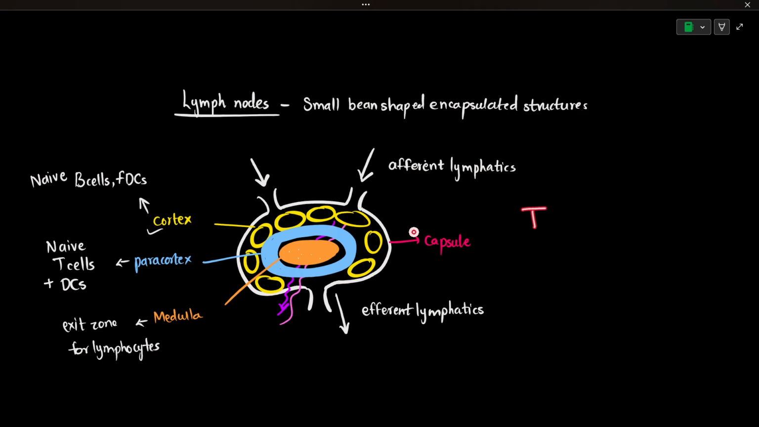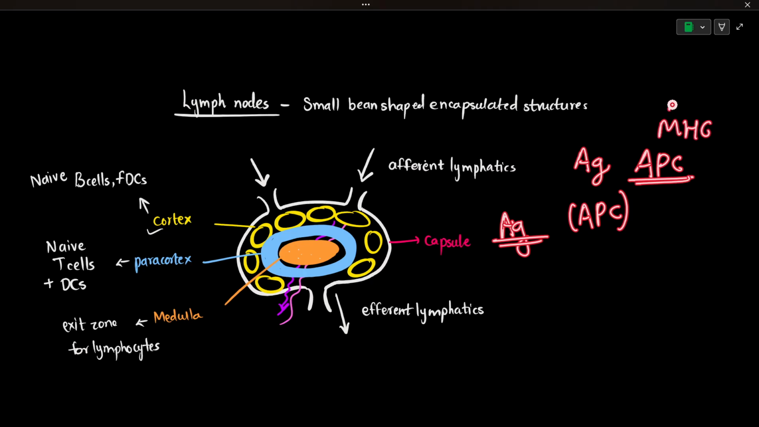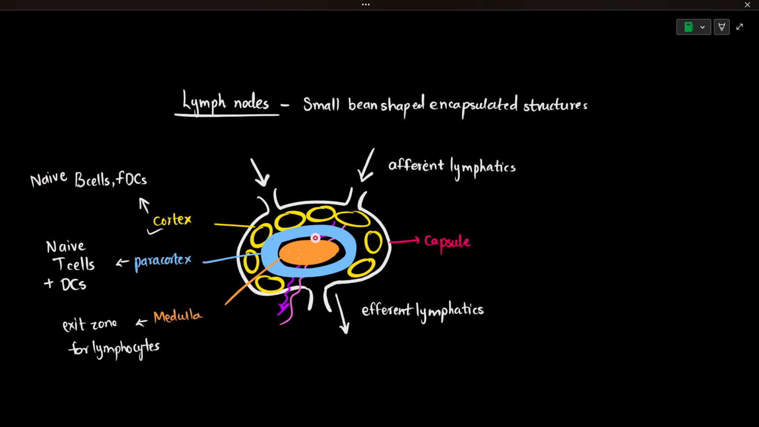Either the tissue-resident antigen, simply the bacteria, could enter here, or the antigens could be presented through antigen presenting cells. Either way, the antigen presenting cells have MHC molecules presenting the processed antigenic peptides, and they present those to the lymphocytes. So either way, the lymphocytes get activated in the lymph nodes, and once activated, they leave using the efferent lymphatics.